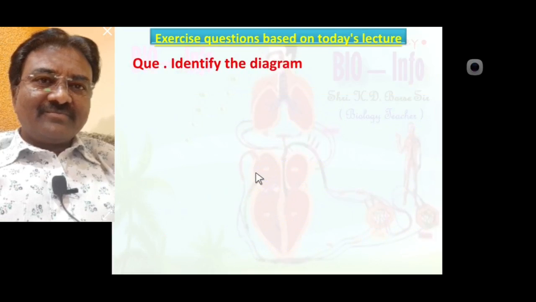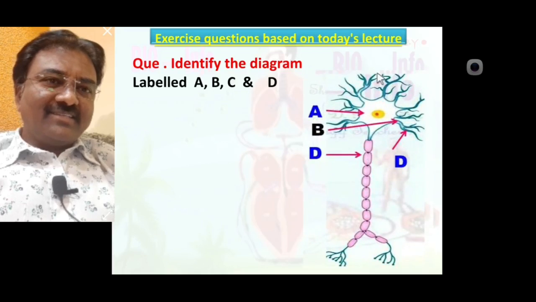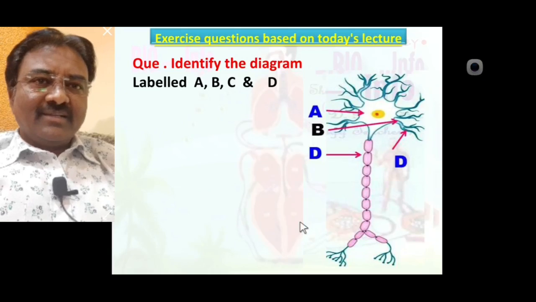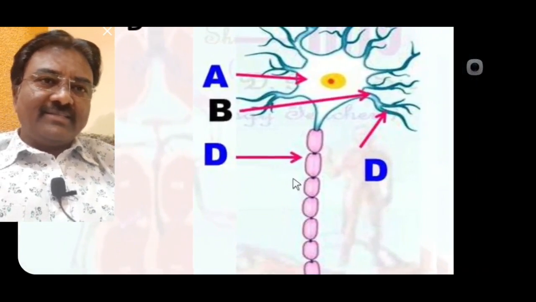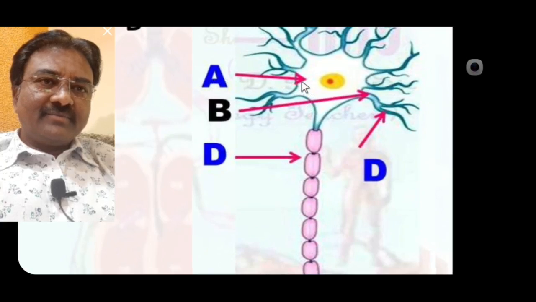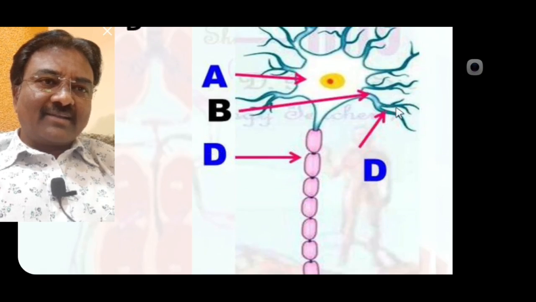Now identify the diagram labeled A, B, C and D. Yes, this diagram is a neuron. The nerve cell contains parts labeled A, B, C, D: A is the cyton part, B is the dendron part, this D is the axon part, also this is the dendrite part.